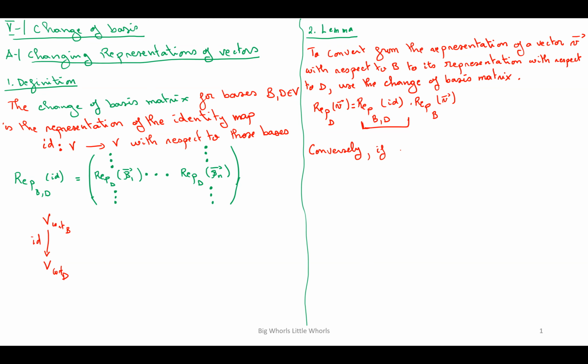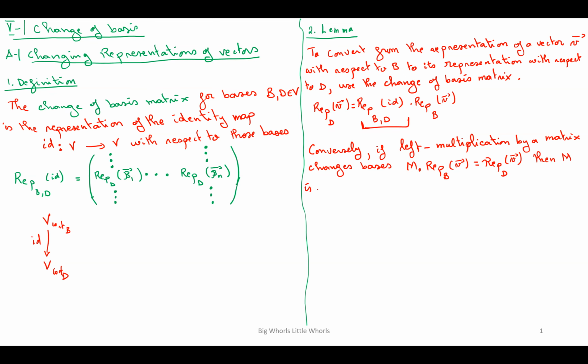So conversely, if left multiplication by a matrix changes basis, that means we have something like a matrix M on the left hand side multiplied by the representation with respect to B of a certain vector is equal to the representation of that vector with respect to a new basis D. Then we can conclude that M is a change of basis matrix.